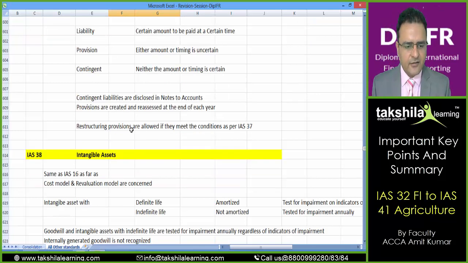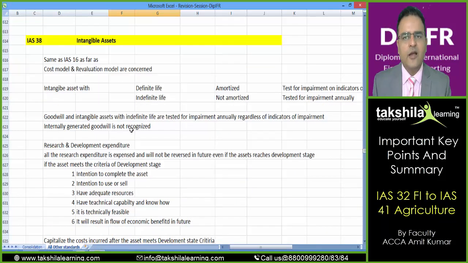The next standard is IAS 38. Now, IAS 38 is a standard which is in line with IAS 16 property, plant and equipment. The models are the same, the accounting is the same. The only difference is IAS 16 deals with tangible assets, while IAS 38 deals with intangible assets. IAS 38 also has two models, cost model and revaluation model.